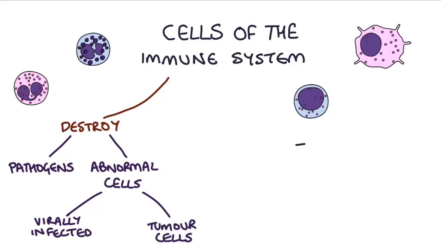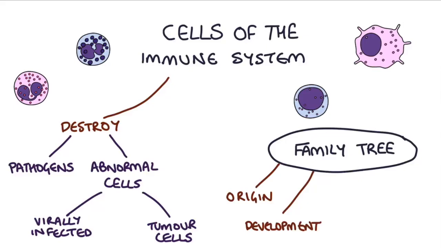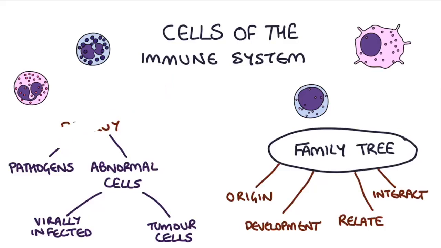Specifically, we're going to look at the family tree of these cells, as it's important to understand where these cells come from, how they develop and differentiate, and how they relate to each other. This will give you a good overview and reference point for later videos where we'll go into detail about how these cells interact to provide an immune response.